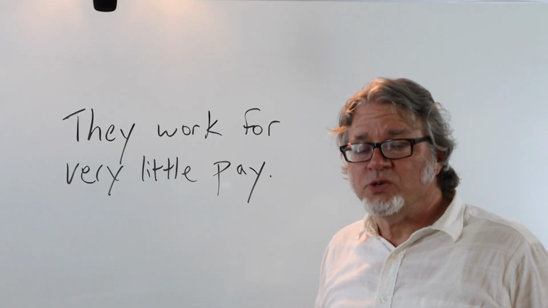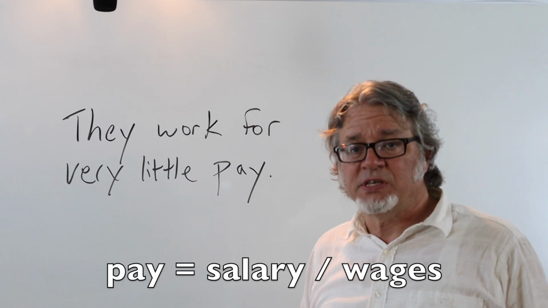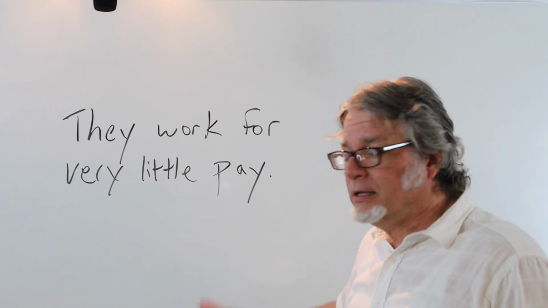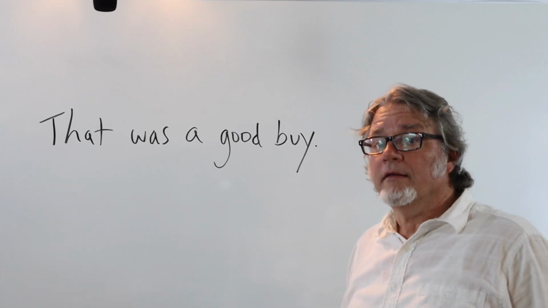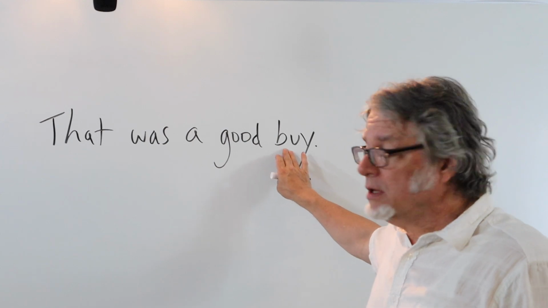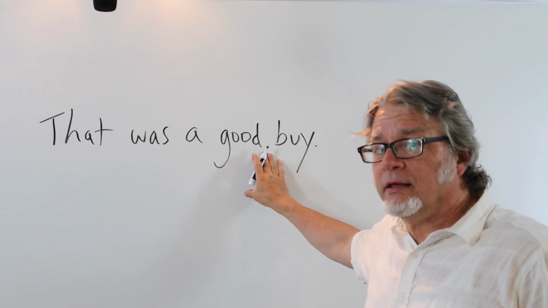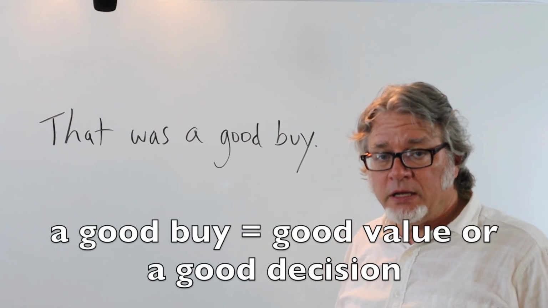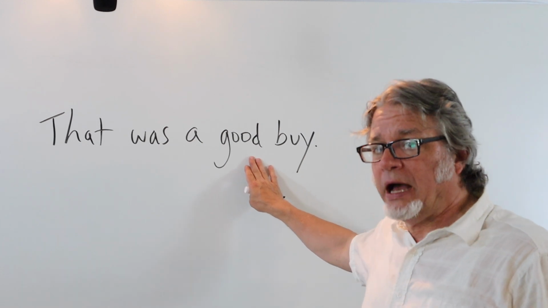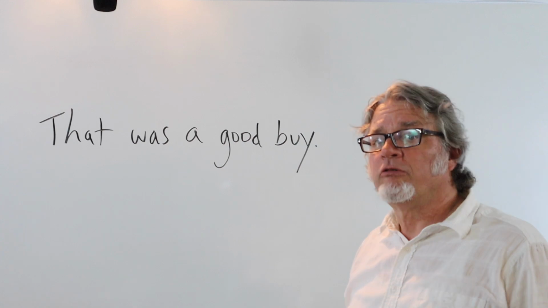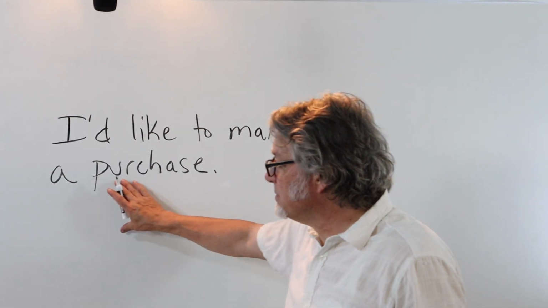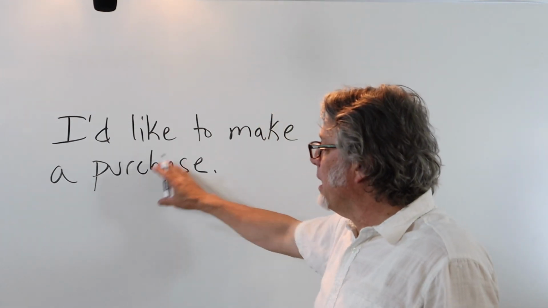When the word pay is used as a noun, it's the money that a person receives as salary or wages. They work for very little pay. Here's the noun. That was a good buy. Here, the word buy is a noun. If you say something was a good buy, then the value received for the money was good. Or it was a good decision. That was a good buy. The value was good or the product was good. I'd like to make a purchase. In this sentence, purchase is a noun after make.